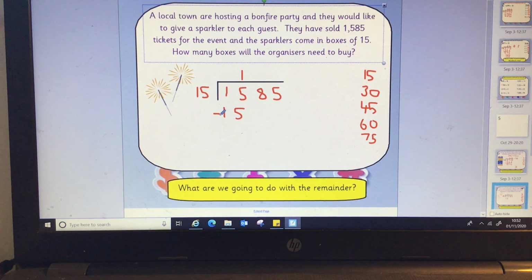We'll subtract our answer. We know we're going to end up with a 0 and a 0. Drop down your next number. Now we need to do 15s into 8. Well, we can't do 15s into 8, can we? So we need to put a 0 up at the top and we need to drop the next number down.